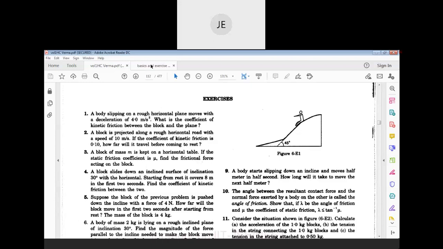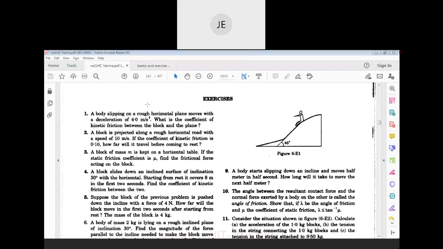Coefficient of kinetic friction, mu value. What is the answer? Yeah, that is 4 by 10, that is 0.4. That's it. Very good.